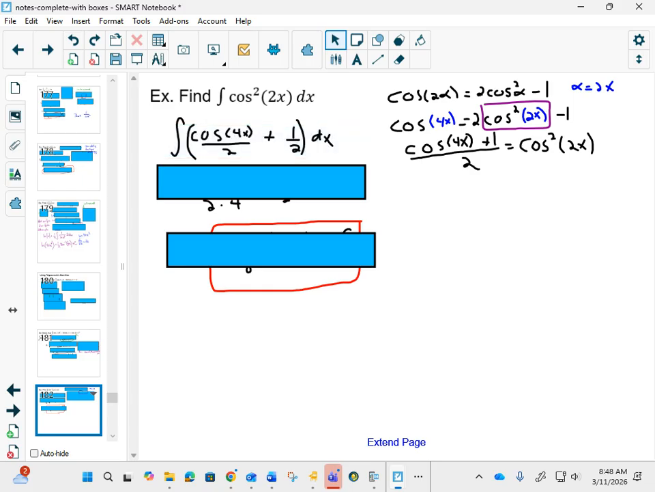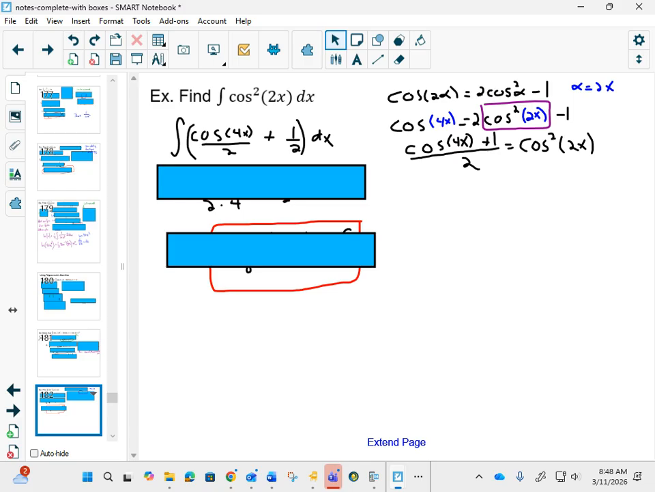And I'm going to split up those fractions, so I can write cos 4x plus 1 all over 2 as cos 4x over 2 plus 1 half, because then I can integrate them separately.